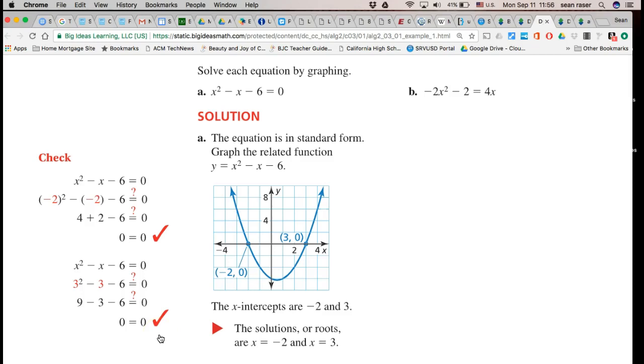You always want to check when you're solving by graphing, because if you don't just want to estimate what these points may be. If you find yourself estimating them, you always want to check to make sure you've got it right.